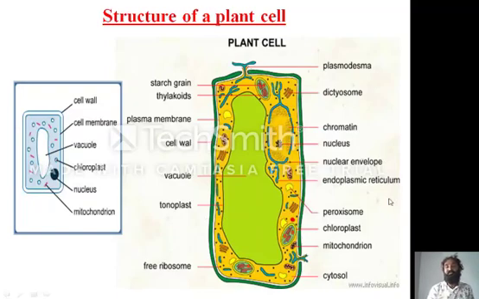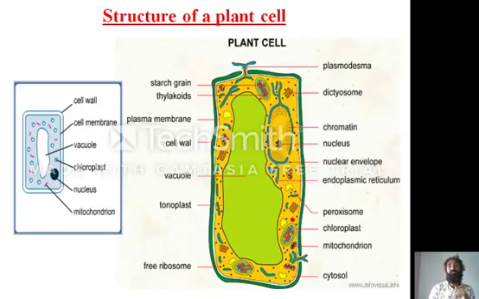Especially in the plant cell, we see the cell wall, the chloroplast, and the vacuole is big in size. So remember these three points: the plant cell is covered by a cell wall, the plant cell has chloroplasts, and the third is that the vacuole occupies the major portion of the cytosol.